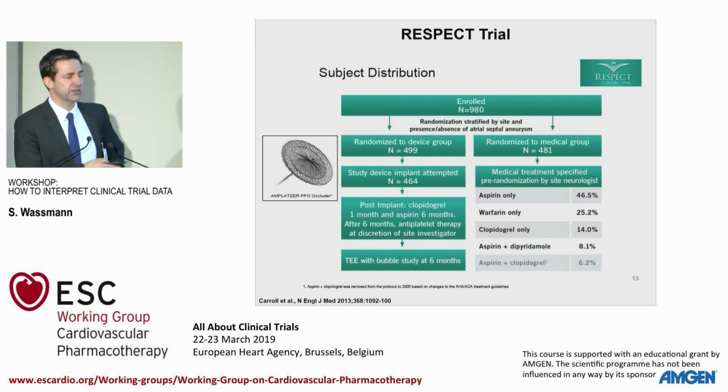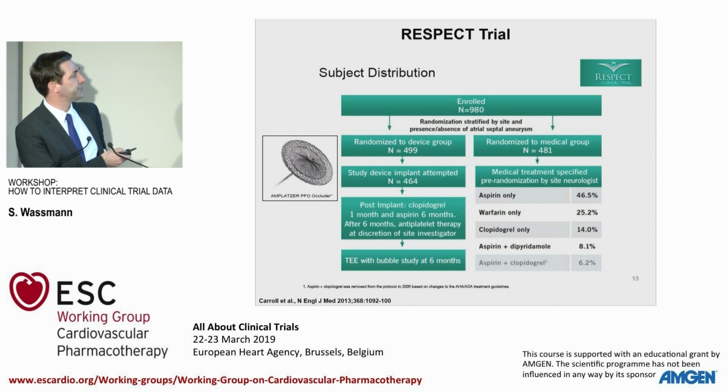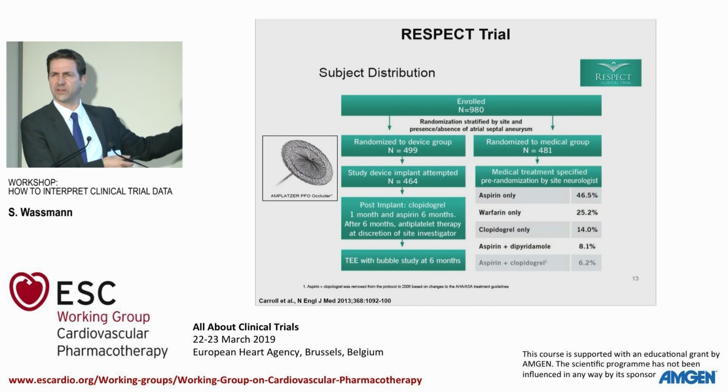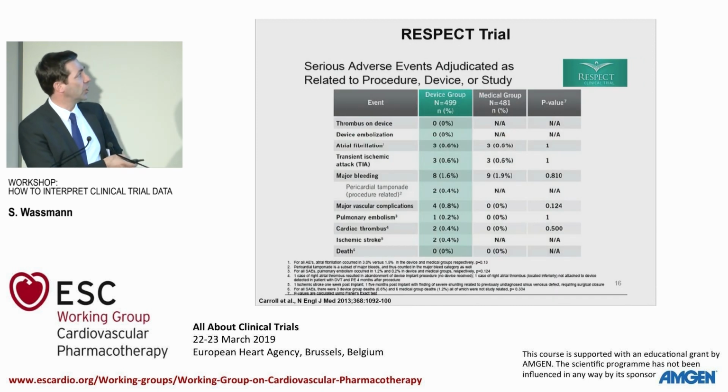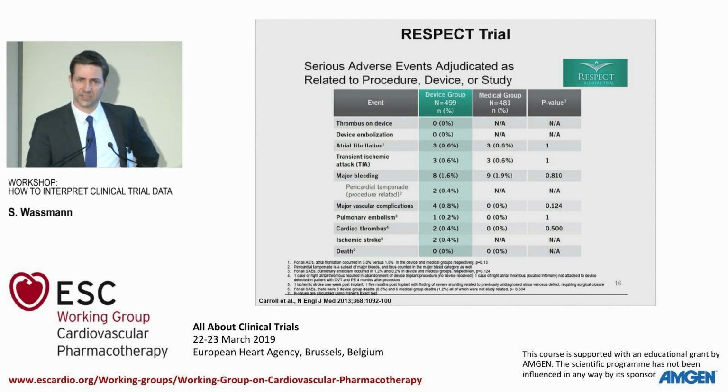So what was done, so this is the occluder device that was put in, approximately 500 patients per group, which was actually the largest that we have on this topic. This is the medical management group, and there was a bubble study, a TE study at 6 months. Okay, so these are the results: safety, very safe procedure, no increase in atrial fibrillation, no difference in bleeding. There were more vascular complications.